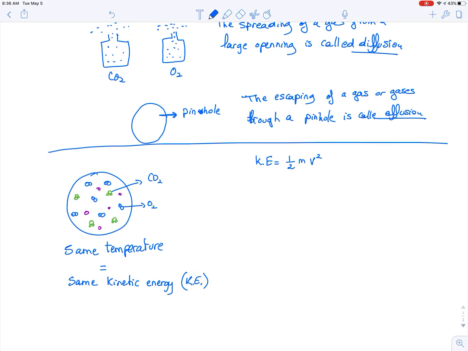Okay, so if I have carbon dioxide and oxygen, I can say that the kinetic energy of oxygen is equal to the kinetic energy of CO2. Again, why? Because they're both at the same temperature, which means that they also have the same kinetic energy. And if they have the same kinetic energy, I can set this equality. Well, but I know that the formula of kinetic energy is half mv squared.